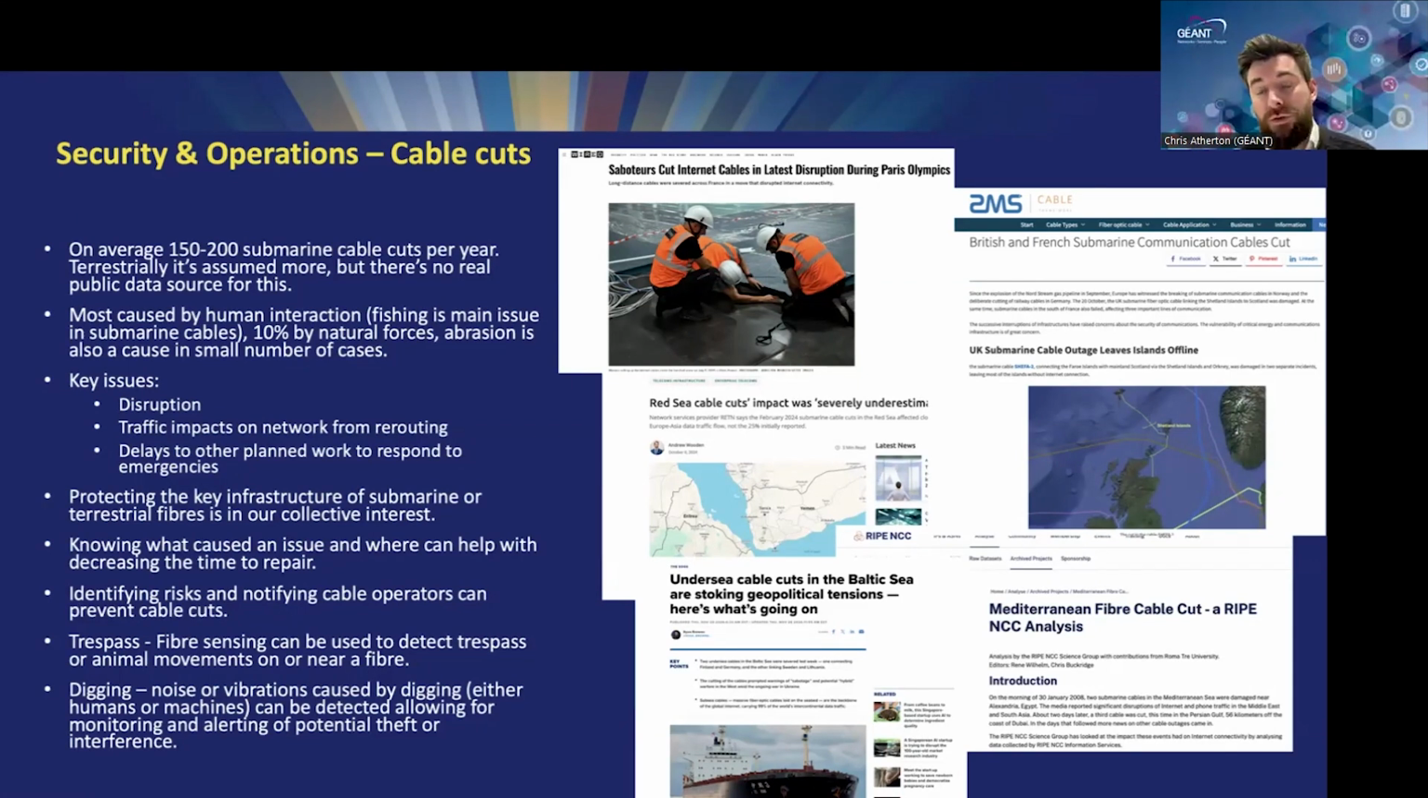More of the cable cuts are caused by natural forces. So abrasion, where, say, for example, a submarine cable is exposed because the sea currents have changed or uncovered the cable. It's caused a suspension underwater, and the cable vibrates to the point where it breaks. But all of these cuts, they're not really detectable until they happen.